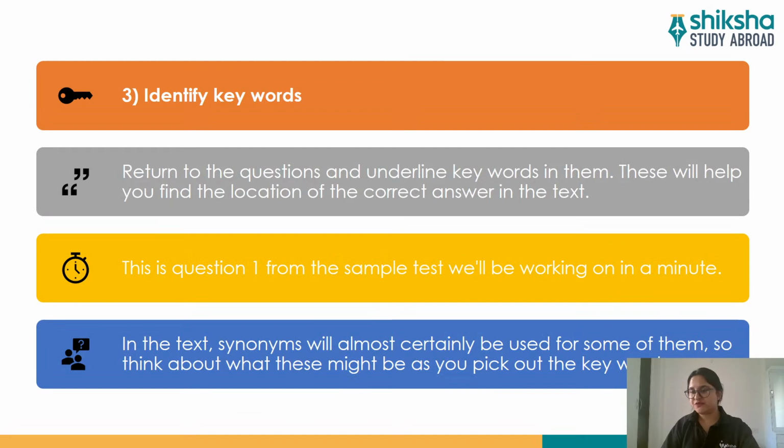Third was identify keywords. So let's see, what do we have to say about it? Return to the questions and underline the keywords you found in them. Okay, these will help you to find the location of the correct answer in the text. This is question 1 from the sample test we'll be working on in a minute. So I'll show you which sample I'm talking about. In the text, synonyms will almost certainly be used for some of them. So think about what these might be as you pick out the keywords.